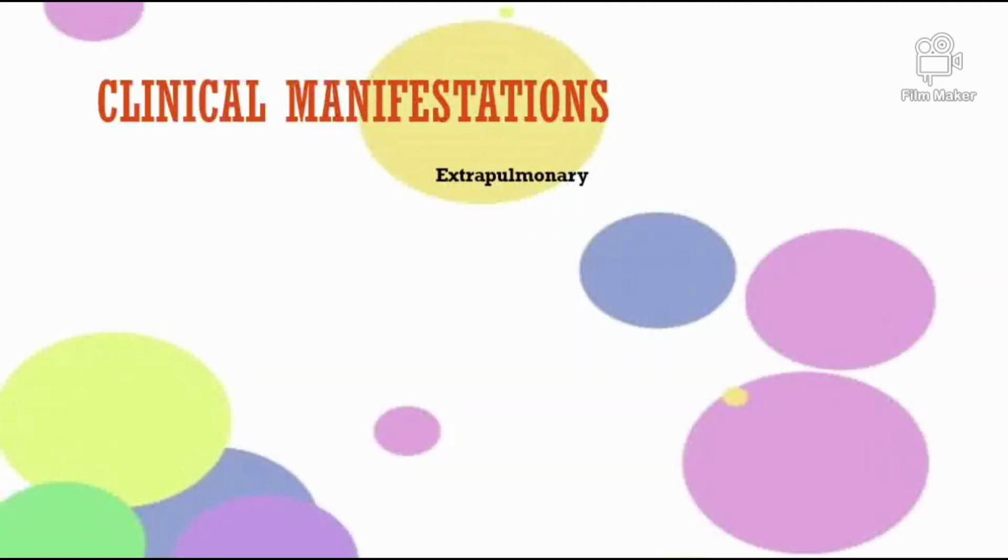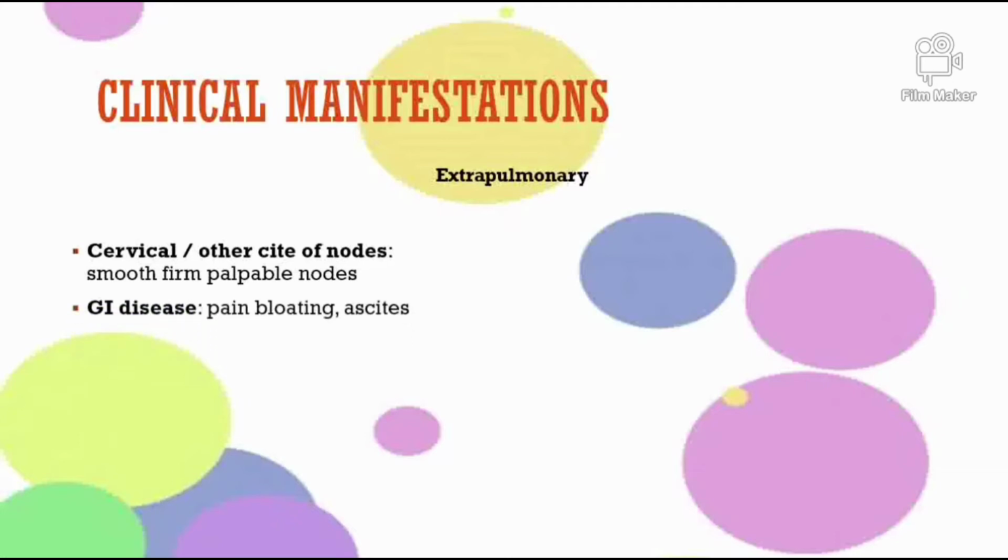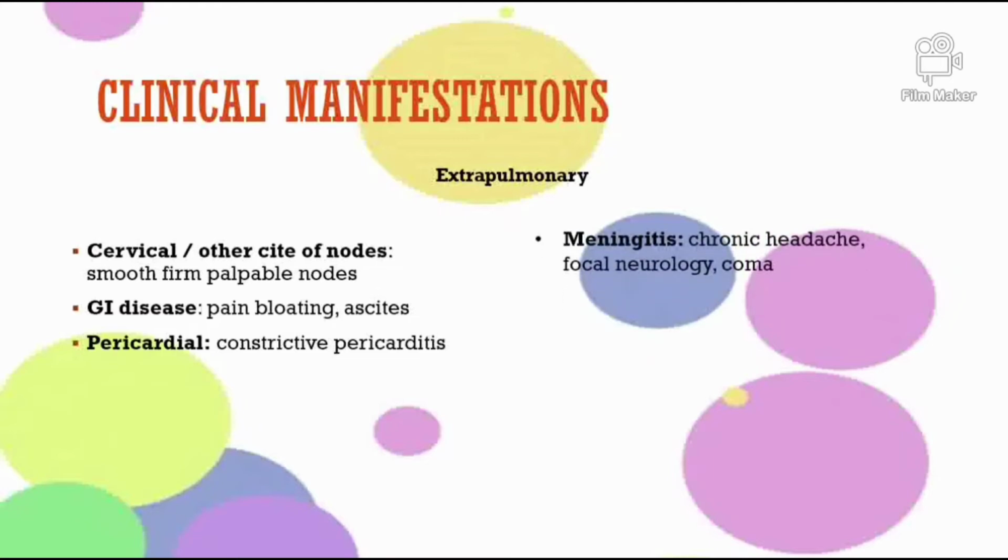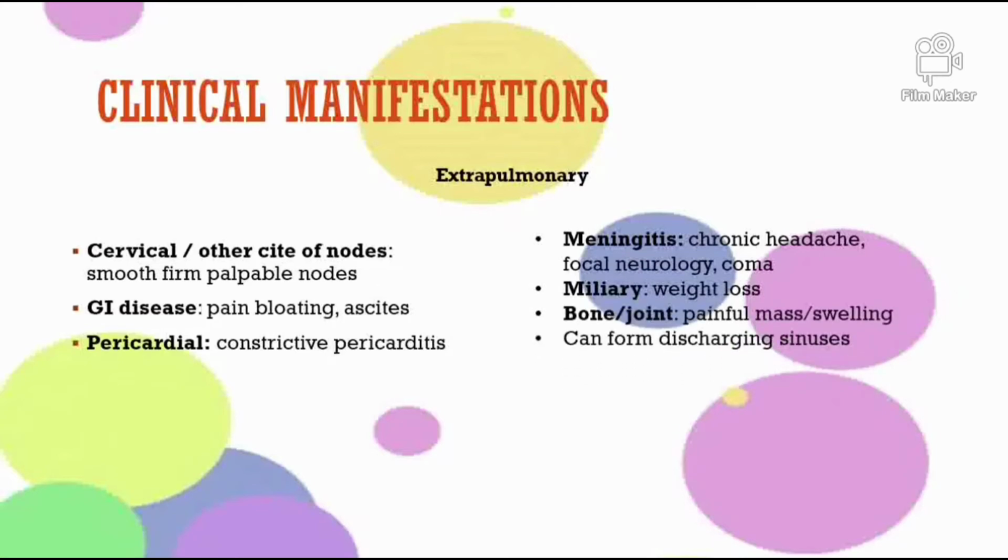Then the clinical manifestations in extrapulmonary TB: in the cervical or other sites, the nodes will be smooth, firm, palpable nodes. In the GI tract, it is manifested by pain, bloating, or ascites. In the pericardium, it is constrictive pericarditis. In the meninges, it can cause chronic headache and focal neuralgia, which can also lead to coma. In miliary TB, it can cause weight loss. Then in the bones and joints, it manifests as a painful mass swelling and can also form discharging sinuses.